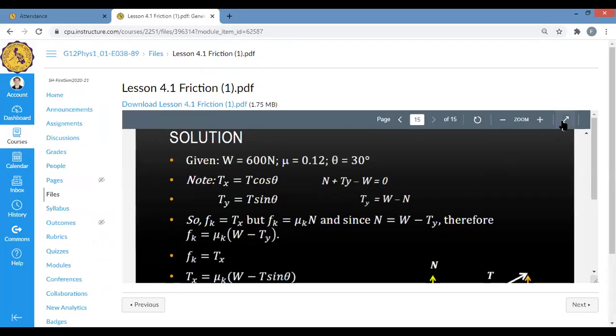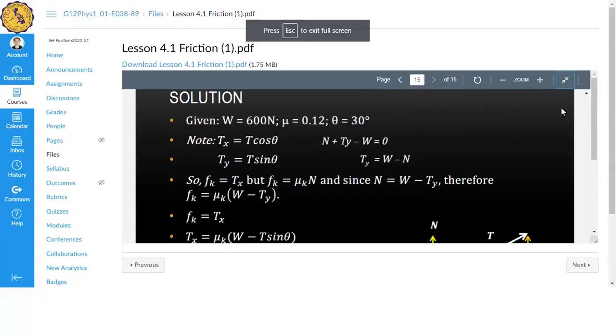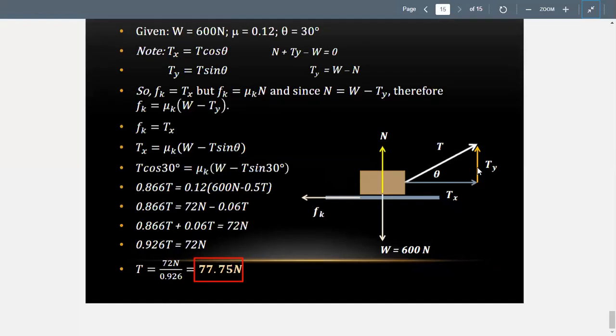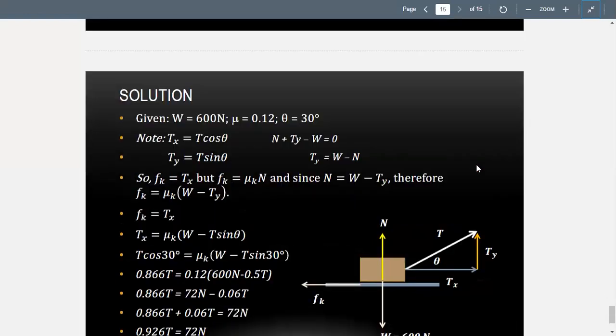Okay, now going back. We have this one earlier. So let's check. Our answer is 77.75. This is kind of a shortcut way of solving, but you can also split the forces in terms of those on the x and on the y axis. Okay, moving on. I think this is the last slide.